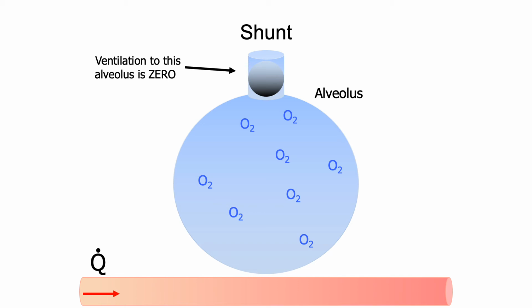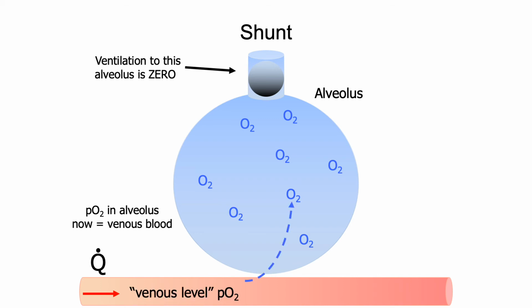When the oxygen levels in the alveolus become the same as the oxygen levels in the venous blood, the oxygen transfer is now going to be both from the blood to the alveolus and from the alveolus to the blood. And this is going to happen in a balanced fashion. The PO2 in the alveolus now equals the PO2 in the venous blood, and therefore the net oxygen added to the blood will be zero.